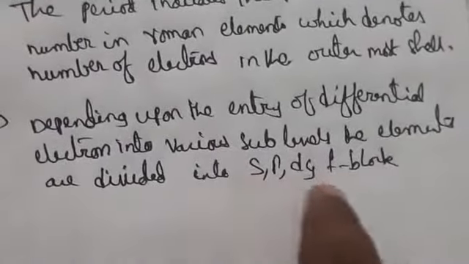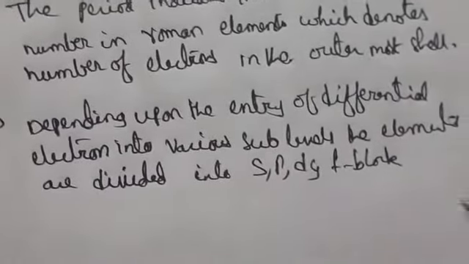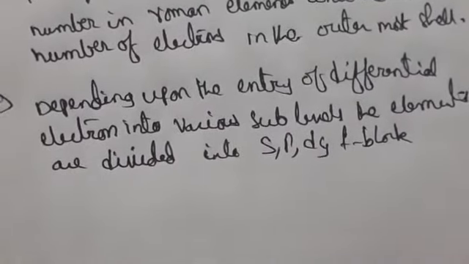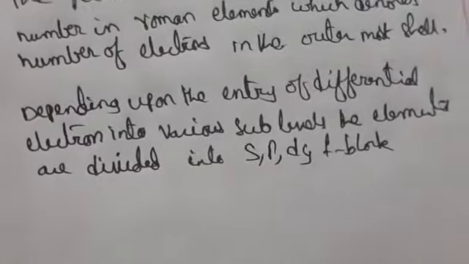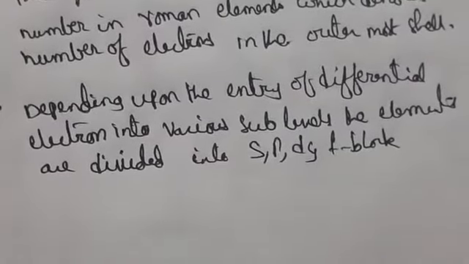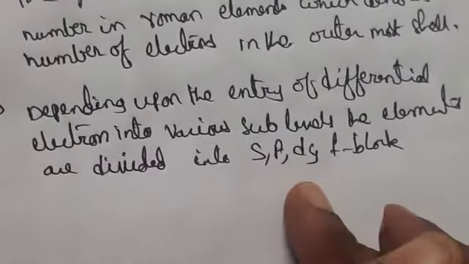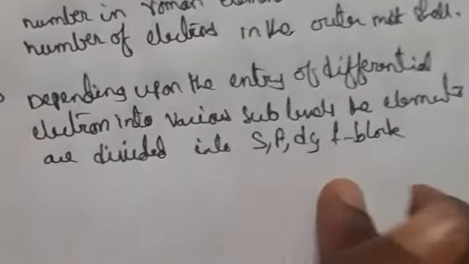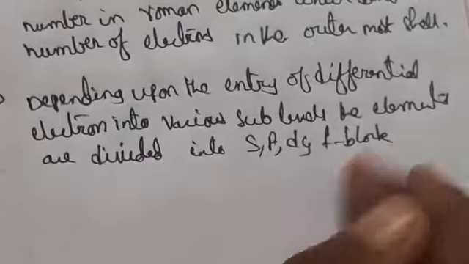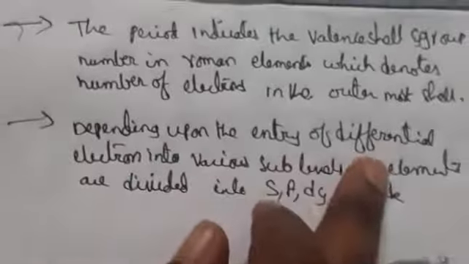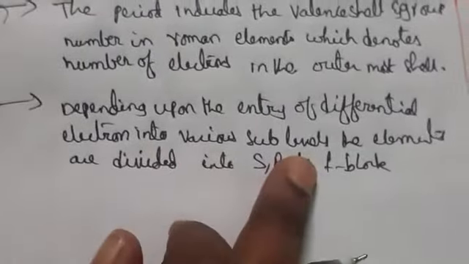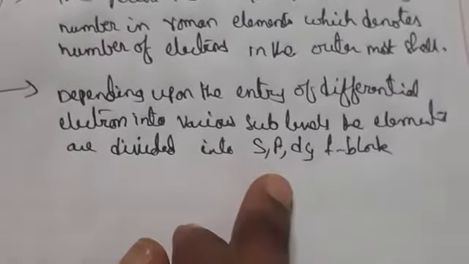Okay, so if an electron is entering into the S orbital, we call it an S block element. Suppose the electron is entering into the P orbital, that one we call a P block. Suppose the electron is entering into the D orbital, that one is D block. If it is entering into the F orbital, that one we call an F block element. So that's why we say that, by the entry of the differentiating electron into various sublevels, the elements are divided into S, P, D, F blocks.